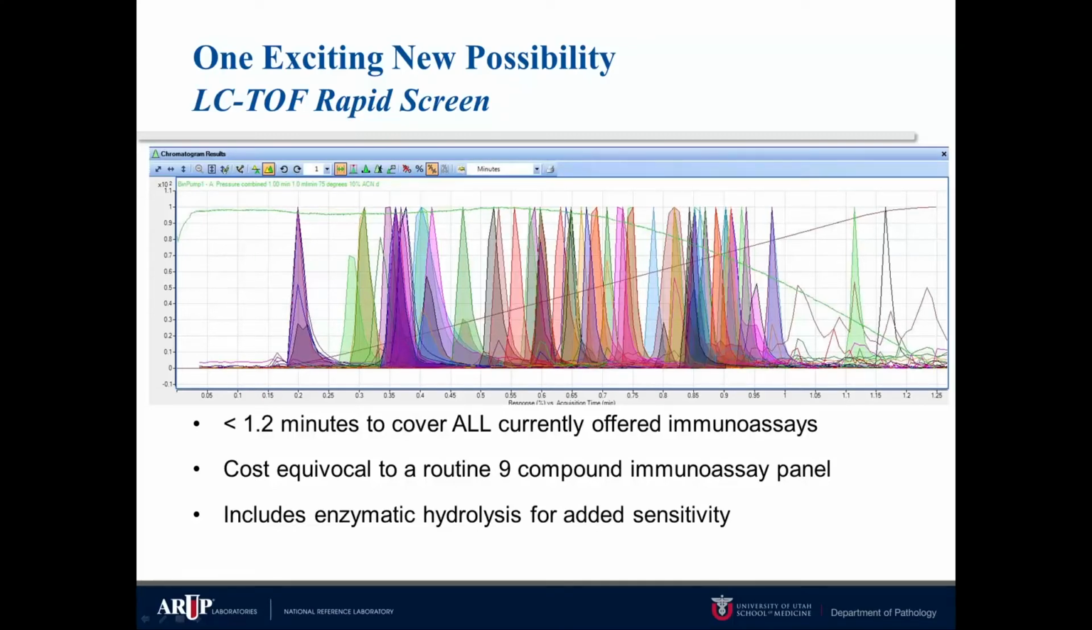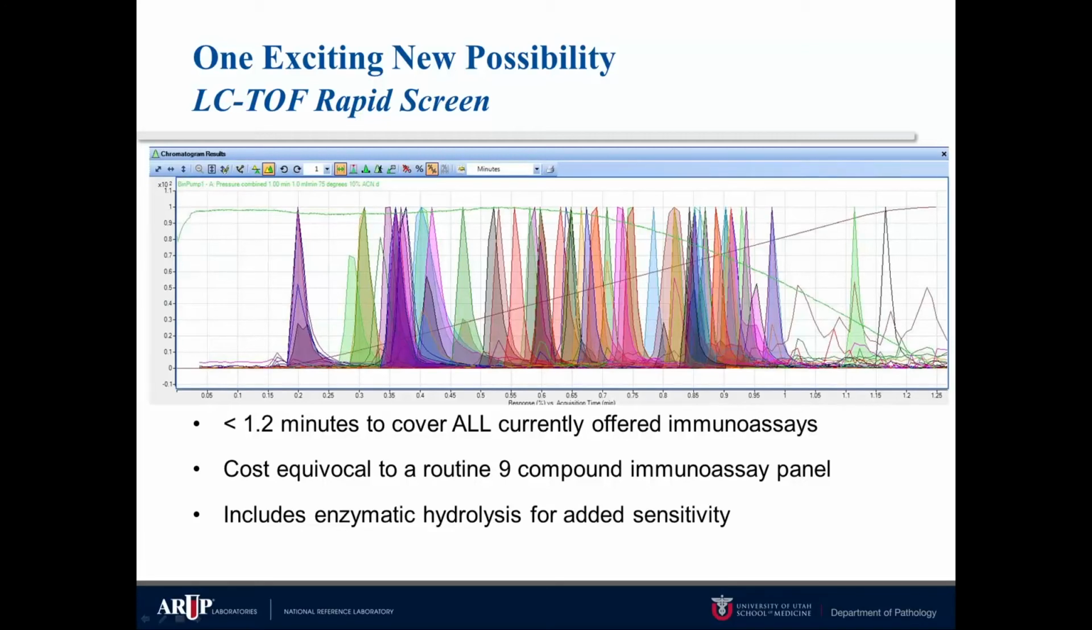So here you're seeing less than 1.2 minutes to actually cover every single immunoassay that we currently offer on our test menu in urine, in less than 1.2 minutes on a time-of-flight mass spec. I think what's also quite exciting about this is we can get this to the point where the cost is nearly equivalent to a routine 9-compound immunoassay panel. So now all of a sudden this idea that we have to have these small panels, large panels is starting to fall away.